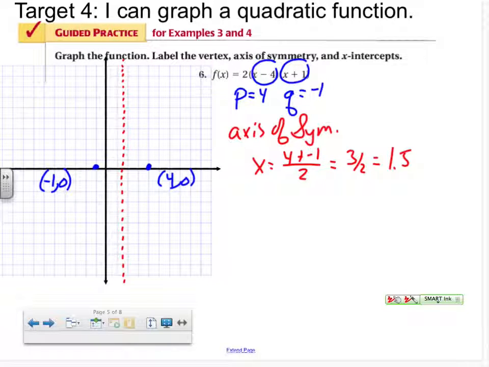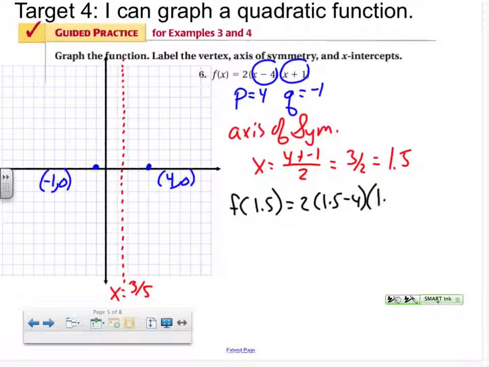Our axis of symmetry should be halfway between the points at 1.5. And finally, we finish this up by finding the vertex. We know the axis of symmetry, so we'll plug that into our equation. Plug 1.5 in, we got 2 times 1.5 minus 4, and 1.5 plus 1.